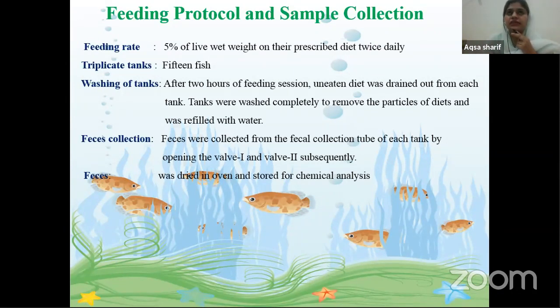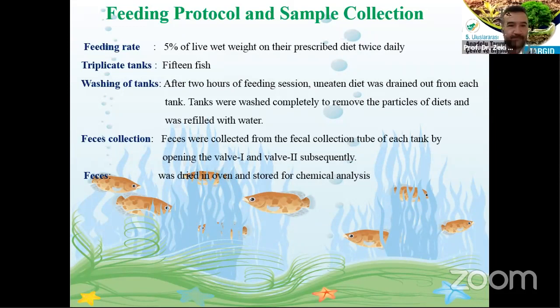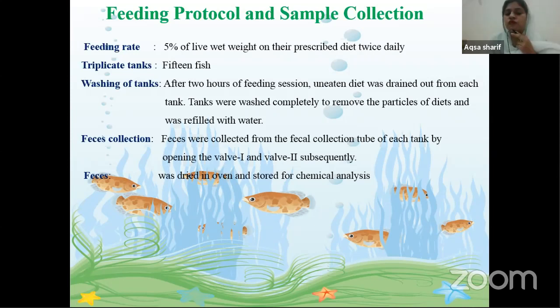Here is the feeding protocol. Feed was added at the rate of 5% of live wet weight. Then 15 fishes were stocked in each tank, and the feces were collected by opening and closing valve 1 and valve 2 of the tanks. The feces collected from the valves were dried in the oven and stored for chemical analysis.